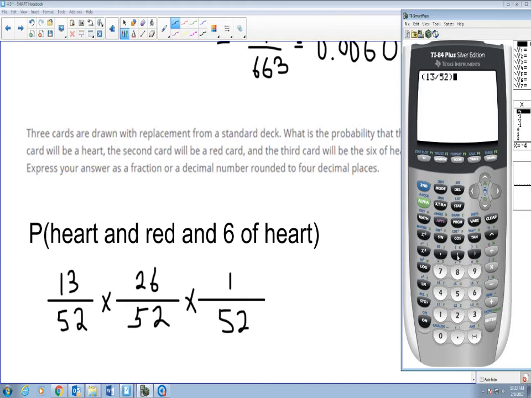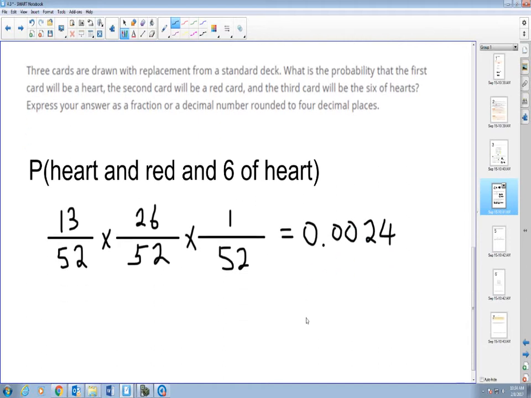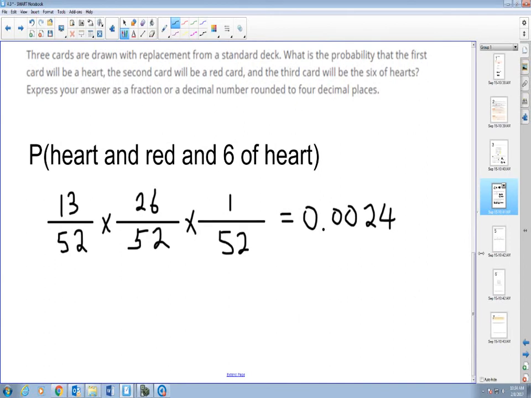13 out of 52 times 26 out of 52 times 1 out of 52. Okay, we're going to 4 decimal places: 0.0024. Ooh, very, very low probability. If you move the decimal to the right two places, it's about 0.24%, which is very unlikely to occur.